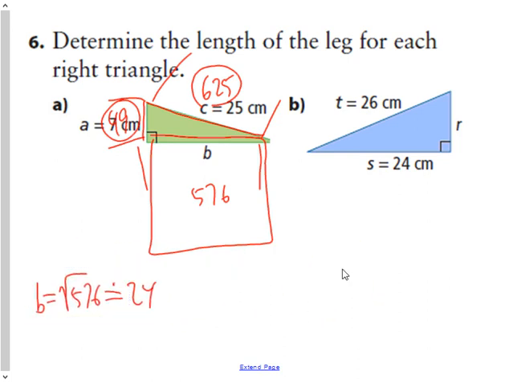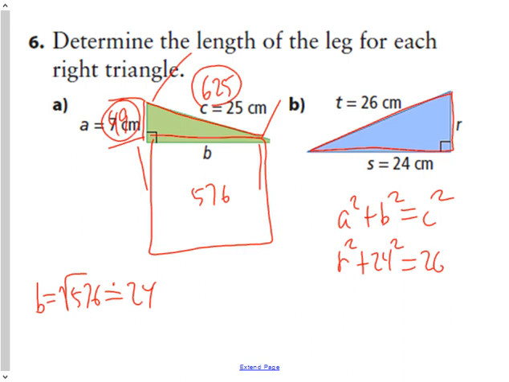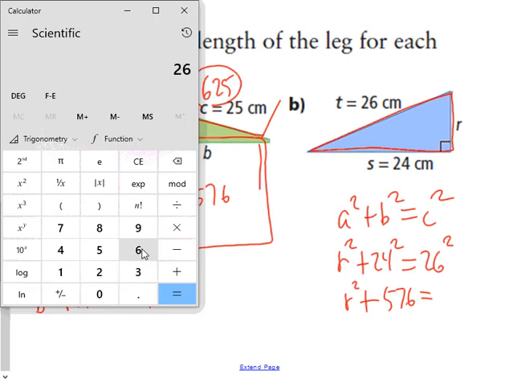Okay, the next one, we're going to use our formula. A squared plus B squared equals C squared. A, B, C. R squared plus 24 squared equals 26 squared. Oh, we just did 24 squared, didn't we? 576, plus R squared equals 26 squared. I need a calculator, I'm not that smart. Square button, 676.